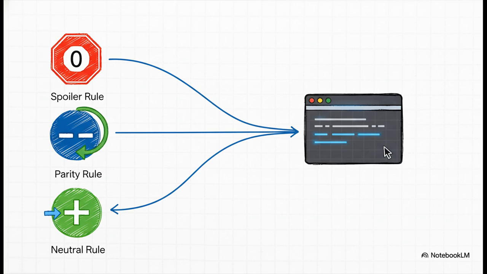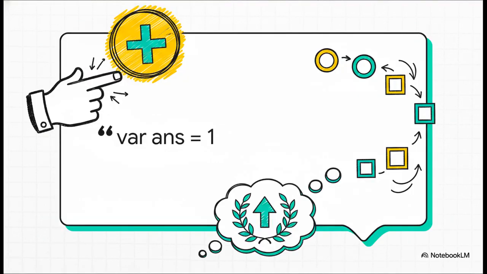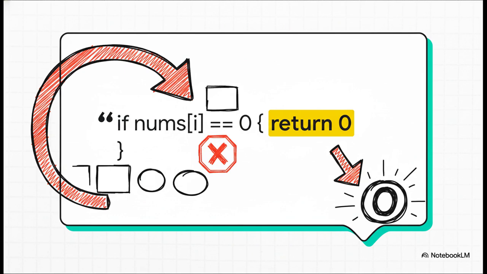Now let's see how this logic turns into a really clean, really efficient piece of code that won't ever blow up on us. The first thing we do is set up a little variable to track our sign. We can call it ans, short for answer, and we'll start it off at 1. We're basically assuming the product is positive until we find evidence to the contrary. Okay, now we loop through our numbers.